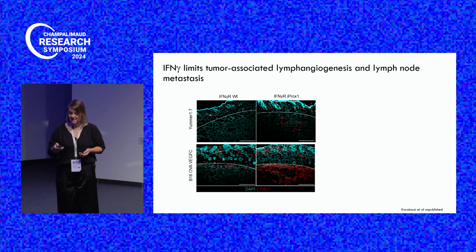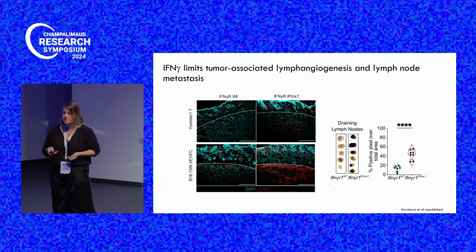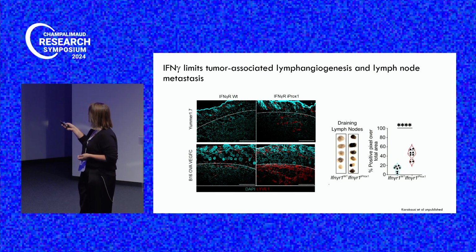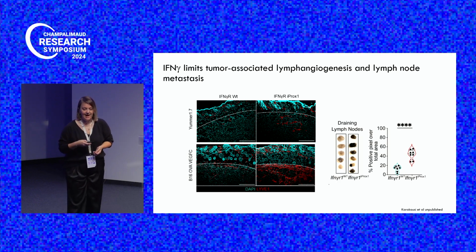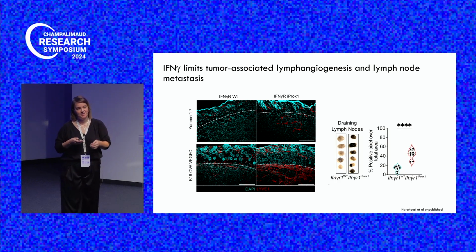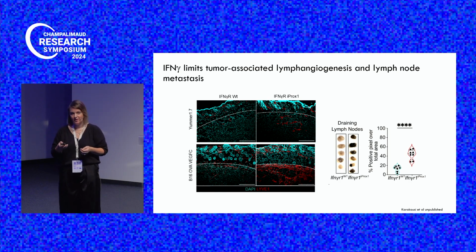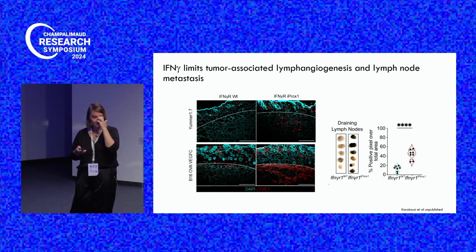Does this impact metastasis? Yes, it does. You can see metastasis to the draining lymph node, here indicated by pigmentation, is significantly increased in the absence of interferon gamma sensing by the lymphatics. And I think this actually aligns really nicely with some of what Cyrus was saying as well.